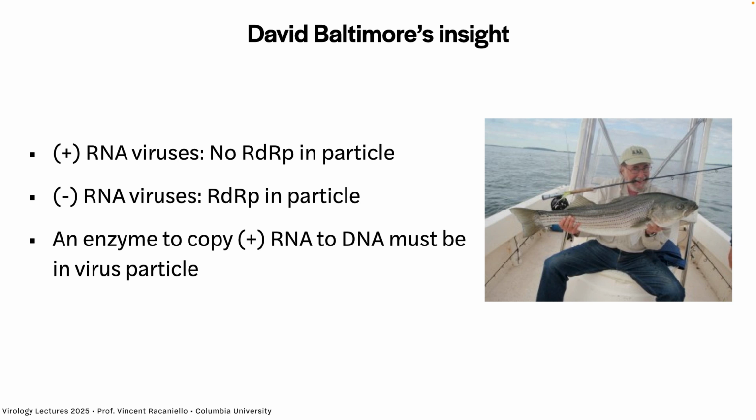Baltimore found that plus-strand RNA viruses don't have the polymerase in the particle, as I've taught you. Minus-strand RNA viruses do. So he took Temin's thinking and said, these viruses must have an enzyme in the particle to copy RNA to DNA, because we don't know of any enzyme that does that. So he didn't come up with the provirus hypothesis, but he said, this is biochemically what has to happen.